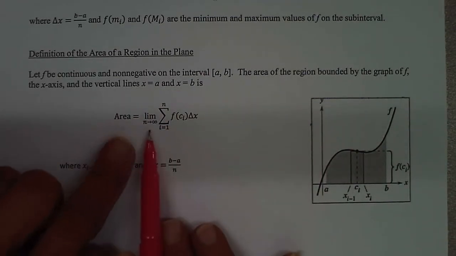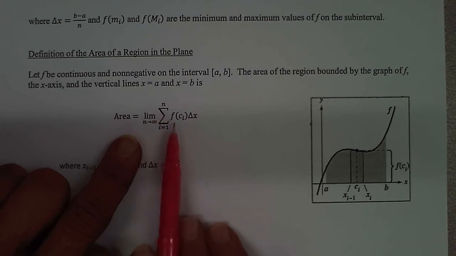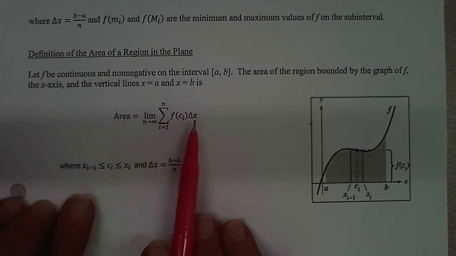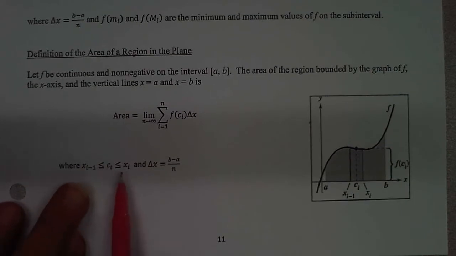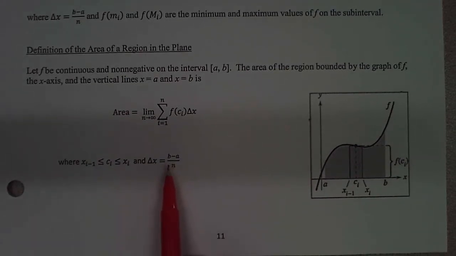It says the area is going to equal the limit as n goes to infinity of the summation i equals 1 to n of f of c sub i delta x, where the c sub i is going to fall in between our two values here. So here it shows the c sub i falls in between an x sub i minus 1 and an x sub i, and our delta x is going to be the same b minus a over n that we had before.